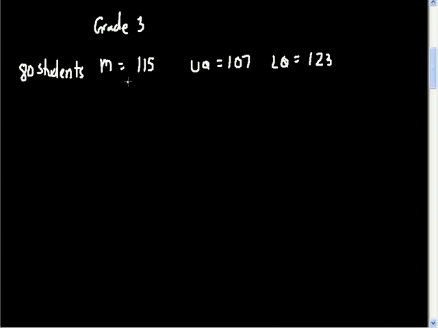The person right in the middle, the 40th student, would have this height, 115. A person a quarter of the way through, the 20th student, has this height. The person 3/4 of the way through has this height. So 50% of the students have a height between 107 and 123.